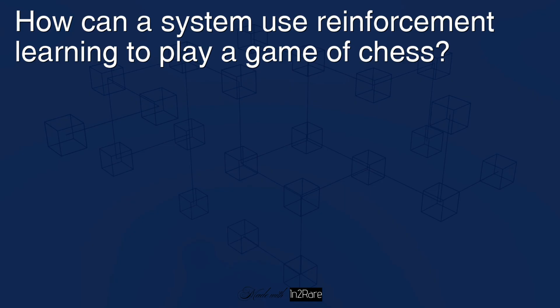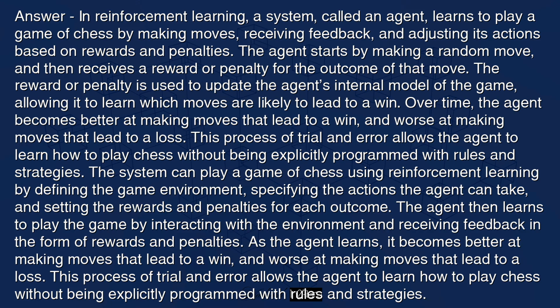How can a system use reinforcement learning to play a game of chess? Answer: in reinforcement learning, a system, called an agent, learns to play a game of chess by making moves, receiving feedback, and adjusting its actions based on rewards and penalties. The agent starts by making a random move, and then receives a reward or penalty for the outcome of that move. The reward or penalty is used to update the agent's internal model of the game, allowing it to learn which moves are likely to lead to a win.